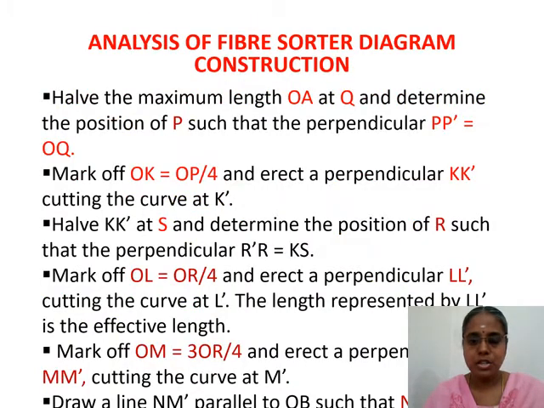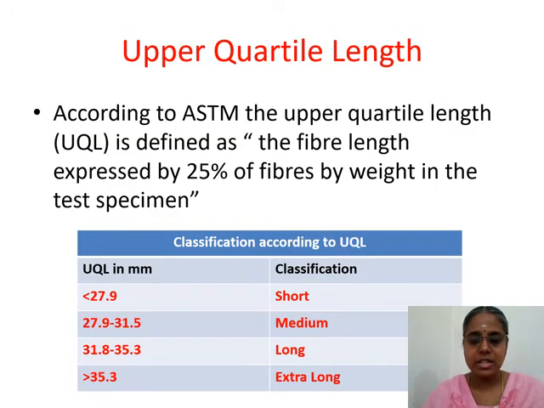The procedure I described in the earlier slide is given here, so you can go through it. Next we'll see the definitions for upper quarter length, effective length, mean length, dispersion and short fiber percentage. First is upper quarter. As per ASTM, the upper quartile length is defined as the fiber length expressed by 25% of weight of the total fibers. If you have 100 grams, the top 25% is your upper quarter.